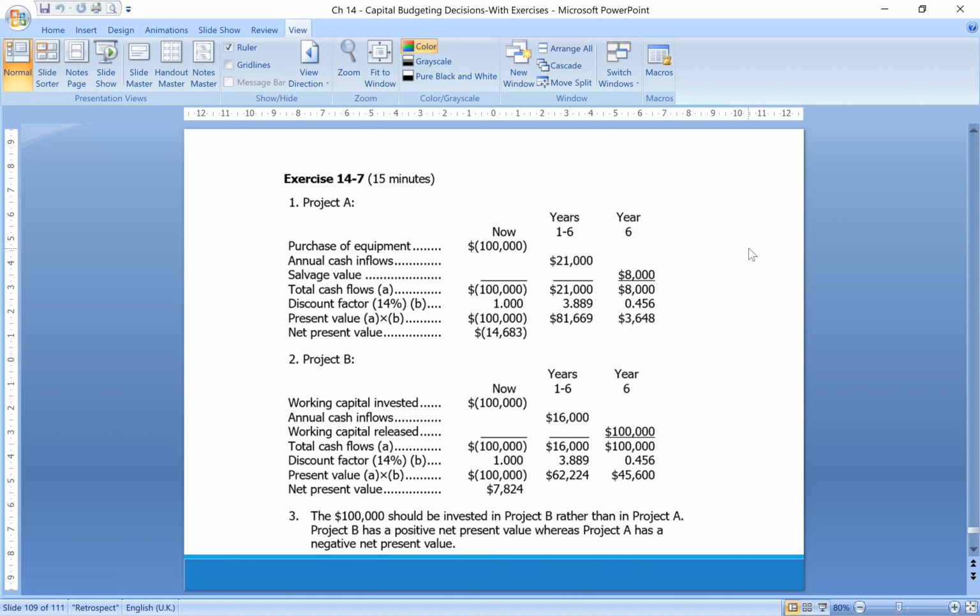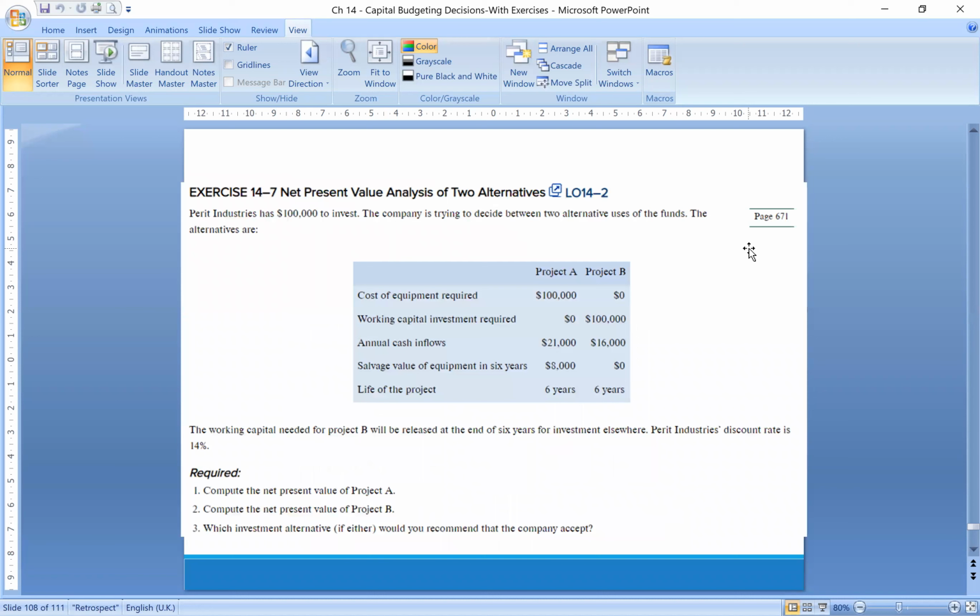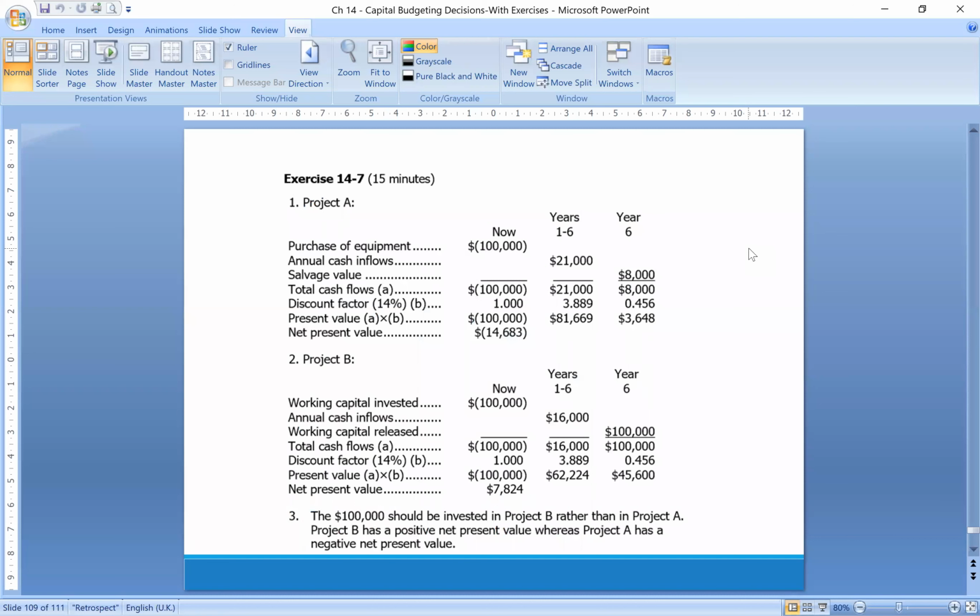Number two, the item will be what? For project B, we don't have a cost of equipment. We don't have a cost. We have a working capital. So I will start to say the working capital needed for the company now, right? 100,000 negative, because I will pay for the project, multiplied by 1, which is 100,000 negative.